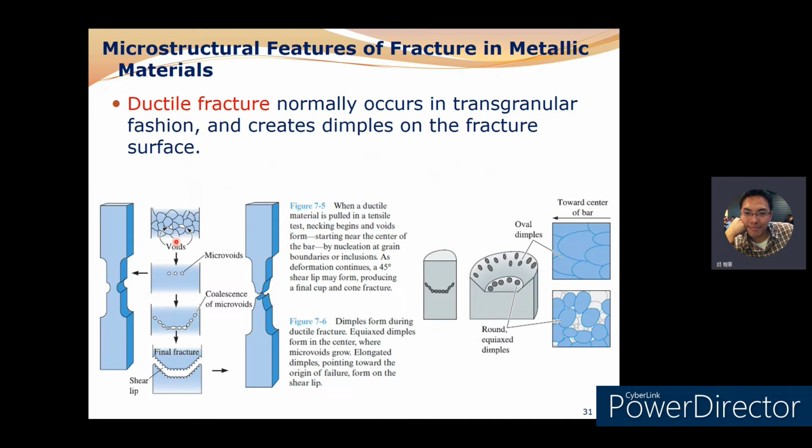Okay, therefore, if we just focus on the fracture surface of the ductile material, we observe numerous oval dimples and round equiaxed dimples along this fracture surface. Therefore, we can tell whether it's a ductile or brittle fracture by observing its fracture surface.